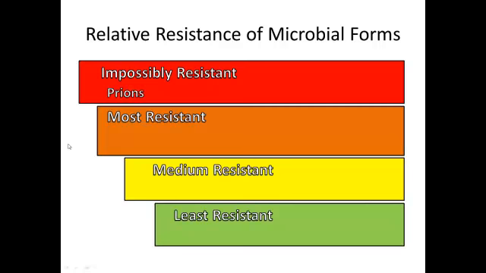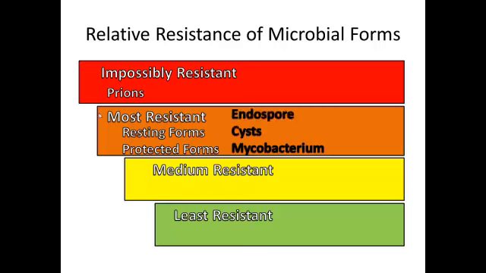Prions are the sole occupants of the impossibly resistant microbial forms. At least I hope we don't find anything else that is as bad as prions. For resistant forms, I would put anything that is in a resting or protected form of the microbe. For resting forms, that's endospores and protozoan cysts. They're resting. They're not actively metabolizing.